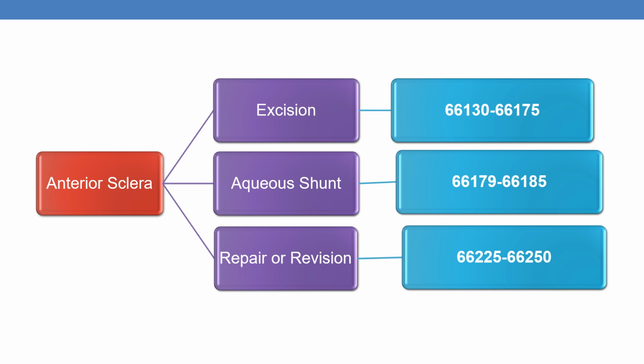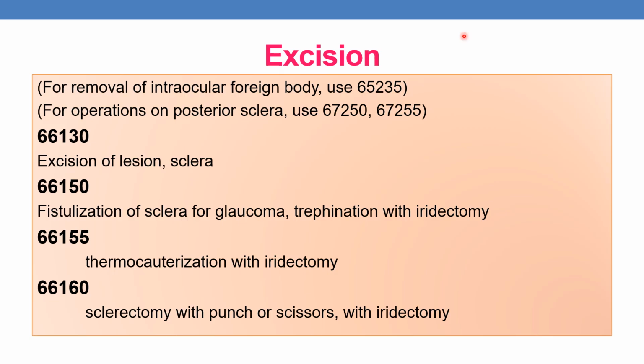The CPT range for excision is 66130 to 66175. For aqueous shunt, it is 66179 to 66185. And for repair or revision, the CPT range is 66225 to 66250. Now, first of all, coming to excision. For removal of intraocular foreign body, you need to refer 65235. And for operations on posterior sclera, you need to use 67250 to 67255.